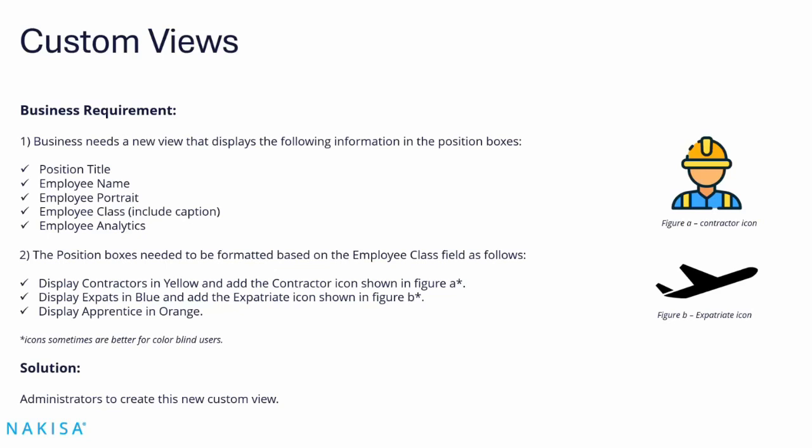Okay. The second requirement, to just make it a bit more interesting, is that we need to have color coding, conditional formatting, where contractors are displayed in yellow, expatriates are displayed in blue, apprentice in orange, and for those who have maybe some colorblind users, they may struggle with these color codes. Maybe it's better to have also an icon that represents these different types of positions. Okay, so again, the requirement is very simple. And what is the solution? The solution is then to use these custom views that I will showcase right now.